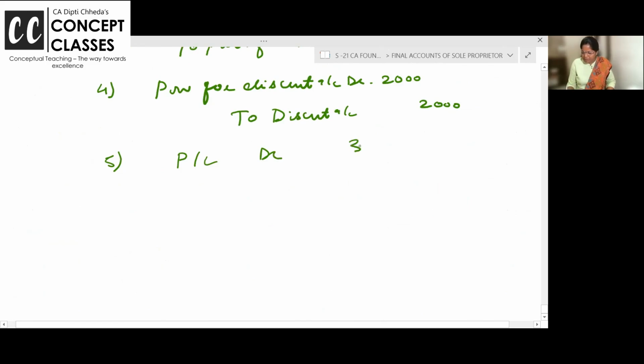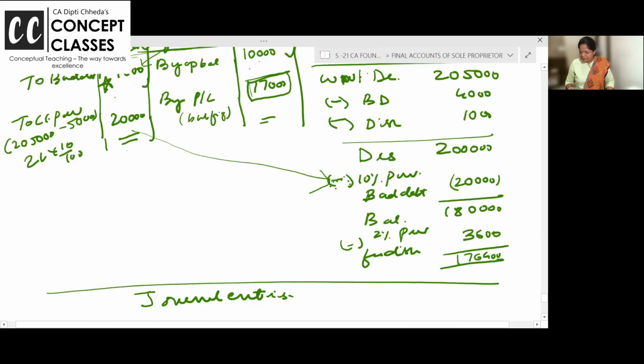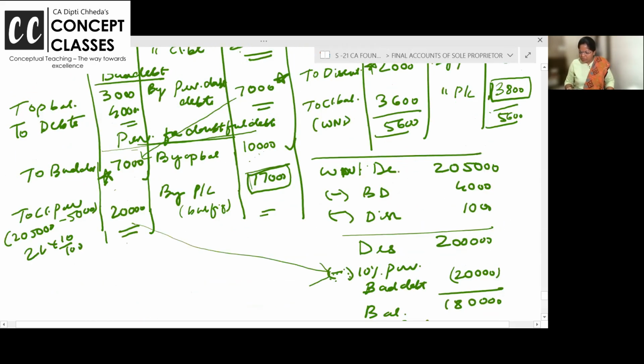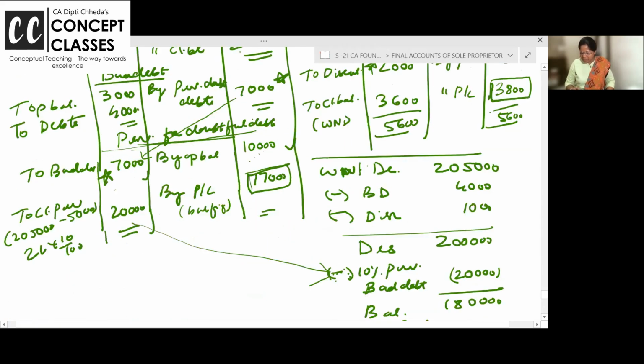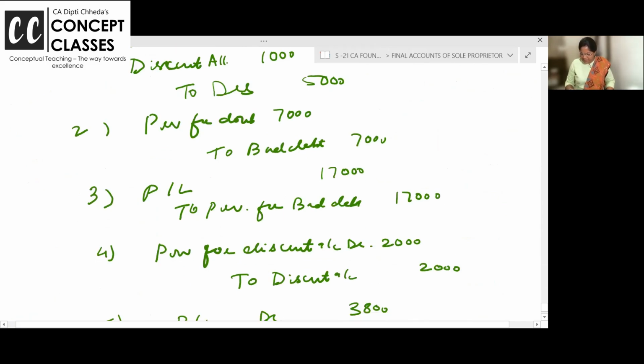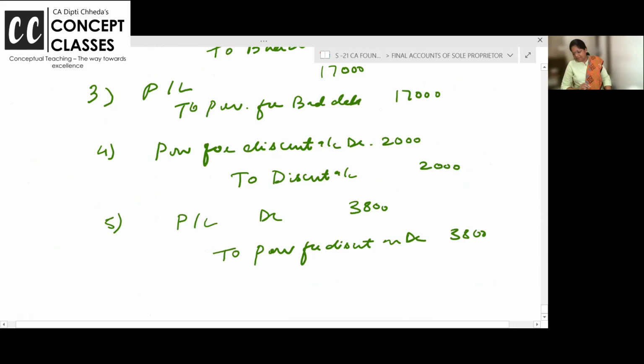P&L account debit to provision for discount on data. How much you have transferred this? So automatically you will get closing balance as desired. These are the journal entries. Check all the ledgers, all the journal entries. 2 minutes, we will take a break and we will continue.